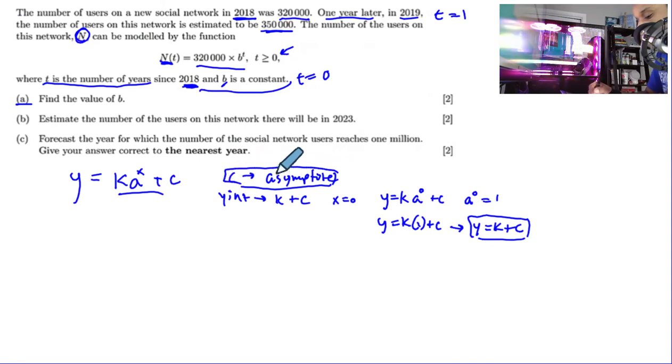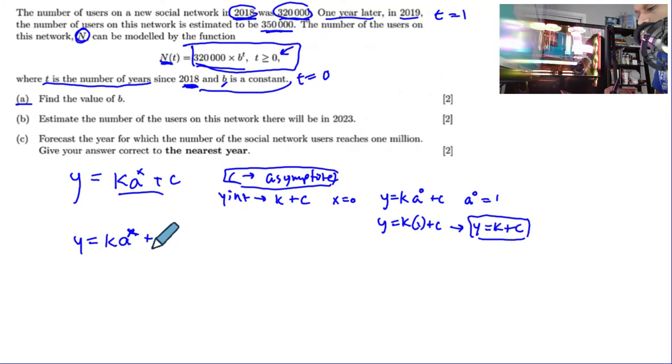Asymptote is here. a is our constant, and x is our exponent. All right, so let's go back and try to find B. So we know our initial condition, 2018, will give us 320,000. So y equals k a to the x plus c. Our equation here lets us know our k is 320,000. So y equals 320,000 times b to t.